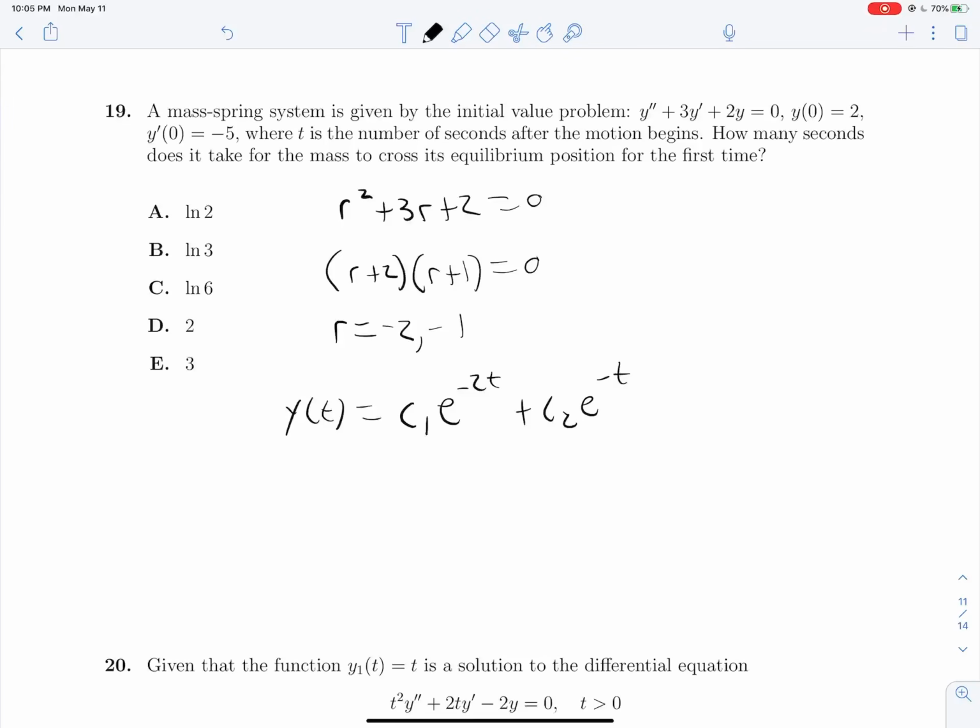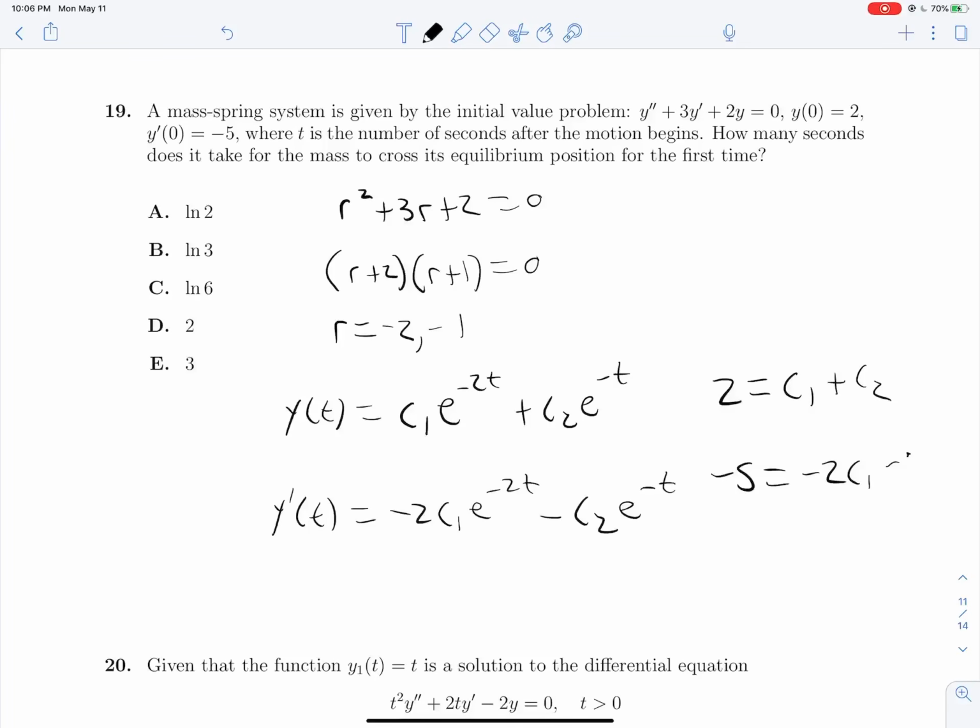We're told that y at 0 is equal to 2 and y prime at 0 is equal to negative 5, but in order to apply that, we'll need y prime of t. That's negative 2 c1 e to the negative 2t minus c2 e to the negative t. And let's plug in t is equal to 0. So 2 will be equal to c1 plus c2, and negative 5 will be equal to negative 2 c1 minus c2.